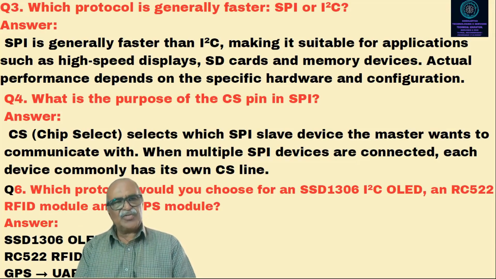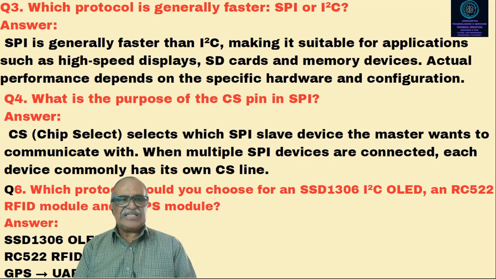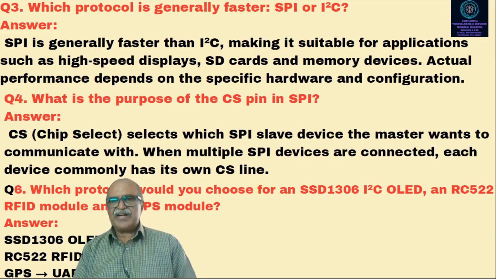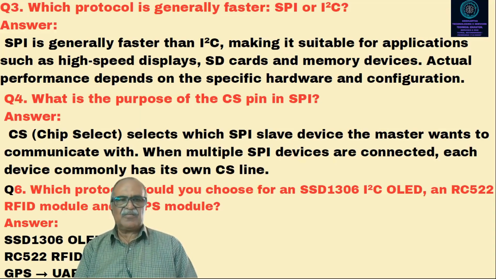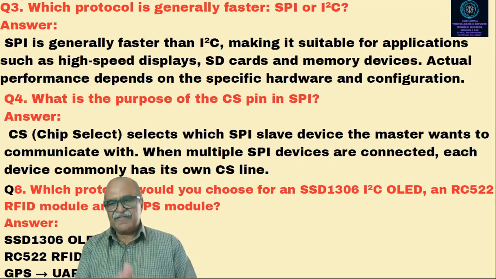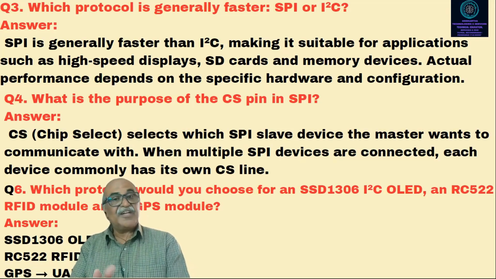Next question: what is the purpose of CS in SPI? This is very important. CS stands for chip select. It selects which SPI slave device the master wants to communicate with. When multiple SPI devices are connected, each device commonly has its own CS line. A different CS line will be there if there are multiple devices.